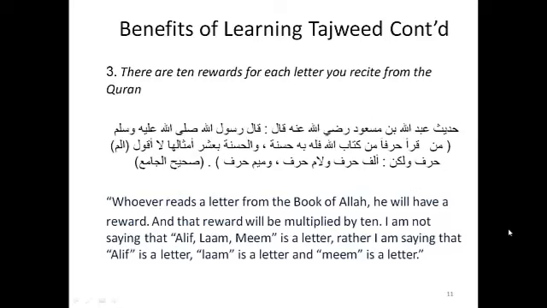Another great benefit from reading the Quran is there are 10 rewards for each letter you recite from the Quran.